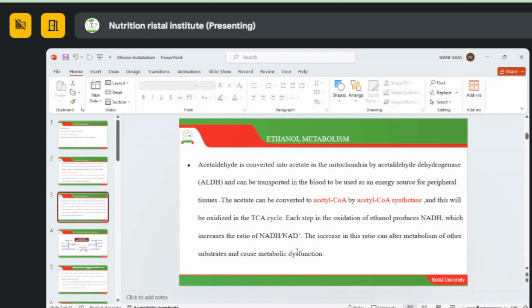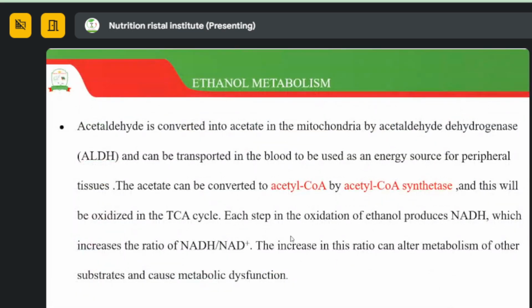Each step in the oxidation of ethanol produces NADH. We'll get to see an illustration about that. Ethanol oxidation increases the ratio of reduced NAD to oxidized NAD. NADH is the reduced NAD, and NAD with a positive sign is the oxidized form. Hopefully you see the cursor I'm showing right here. Sorry about that, it was not in presentation mode. This is the oxidized NAD with a plus, and the other, with the H, is the reduced NAD. The increase in this ratio can alter metabolism of other substrates and cause metabolic dysfunction.